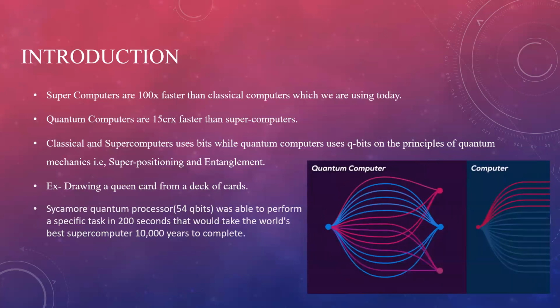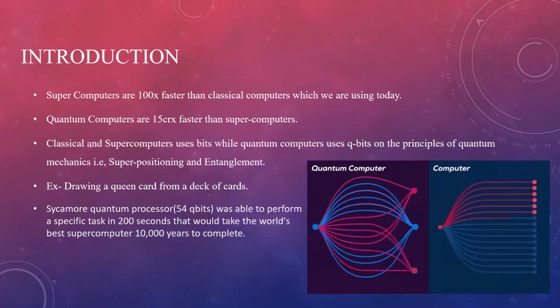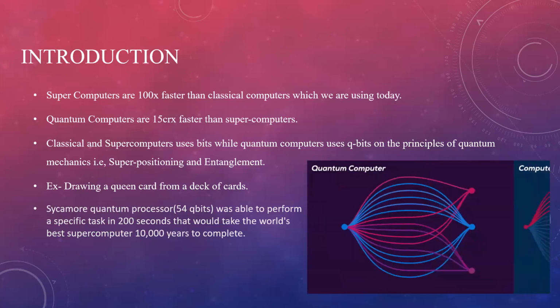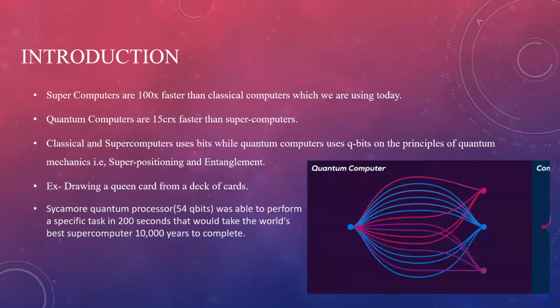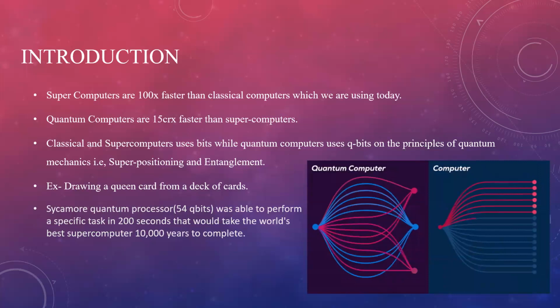Recently, Sycamore, a quantum computer built by Google, which has 54 qubits, was able to perform a specific task in 200 seconds, which means 3 minutes 20 seconds. In a similar way, the same task would take 10,000 years for a supercomputer.